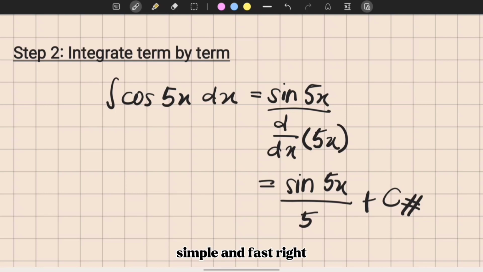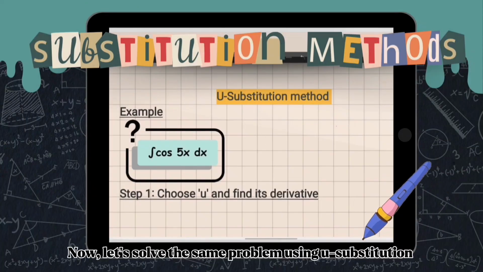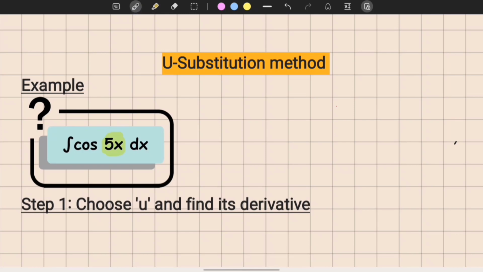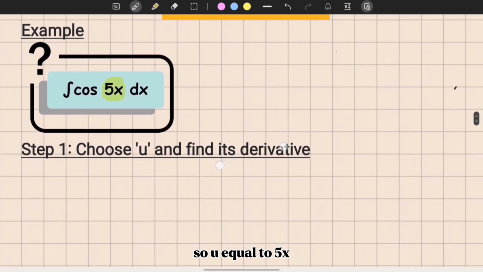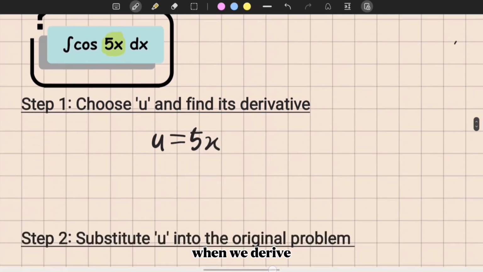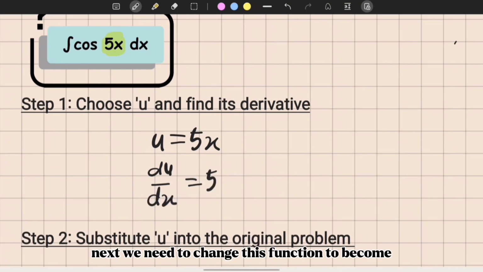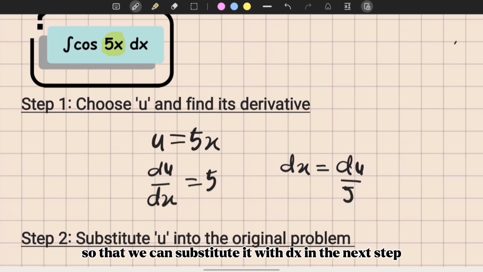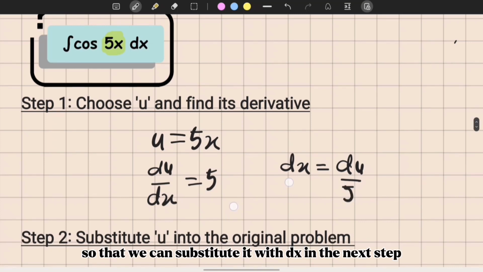Simple and fast, right? Now, let's solve the same problem using u substitution. Start by choosing u as the inner function. In this case, 5x will be the inner function. And then find its derivative. So, u equals 5x. When we derive, we will get du over dx equal to 5. Next, we need to change this to become dx equal to du over 5 so that we can substitute it for dx in the next step.